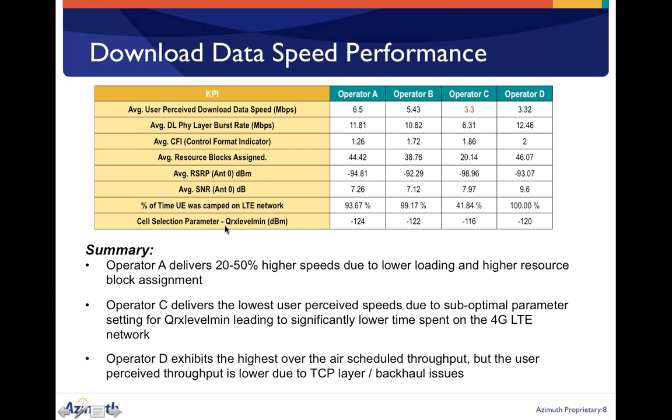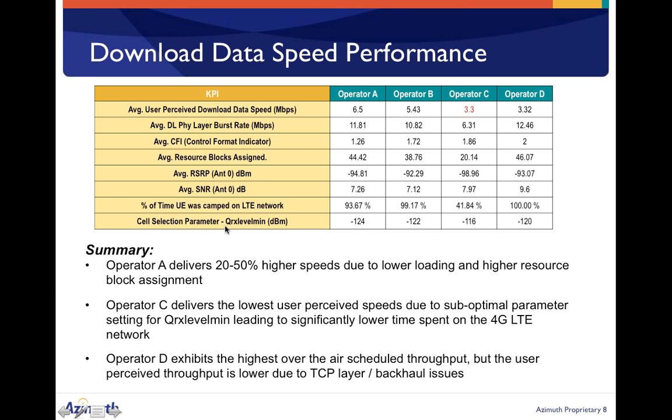Now, if you talk about operator D, it gets even more interesting, because as you can see, the user perceived speeds for operator D are fairly similar to operator C, and significantly lower compared to operator A in terms of user perceived speeds. But if you look at operator D, the issue did not seem to be related to the physical layer. It seems like operator D, in fact, had the highest physical layer burst rate compared to all the other operators being compared in this drive test.